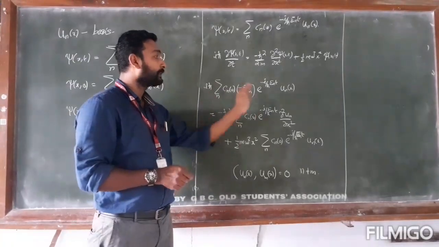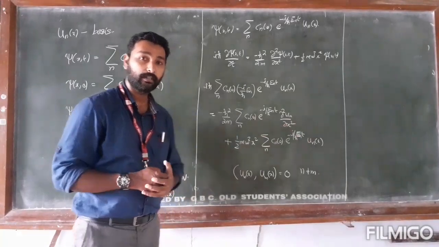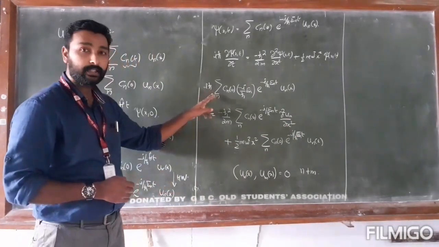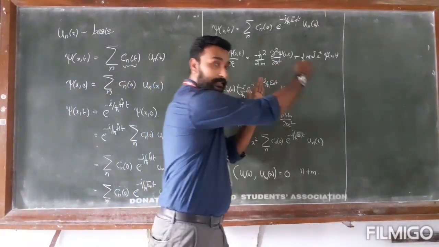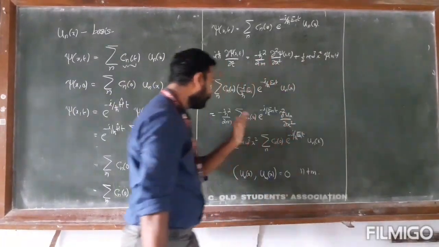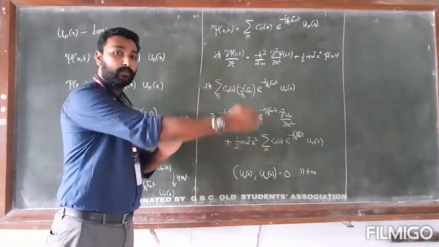For n equal to 1, this equation must be valid. For n equal to 2, this equation must be valid. What I am saying is, if you expand this summation, there will be a series. For n equal to 1 you will get one term, plus n equal to 2, plus n equal to 3, and on the right hand side also you will get a term for n equal to 1, a term for n equal to 2.